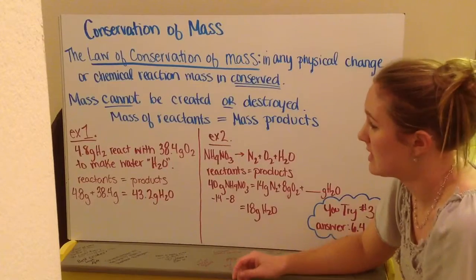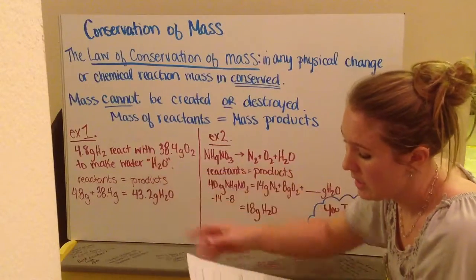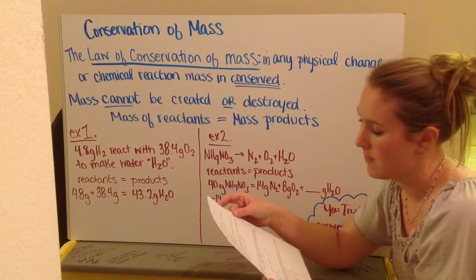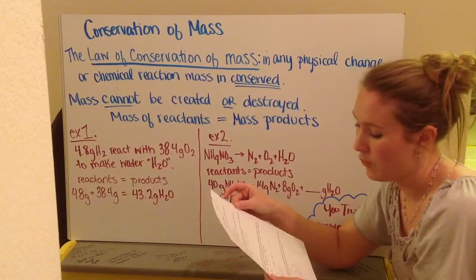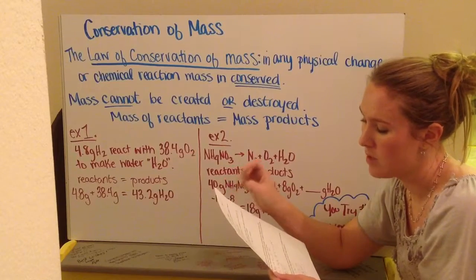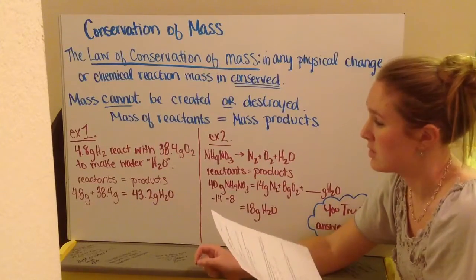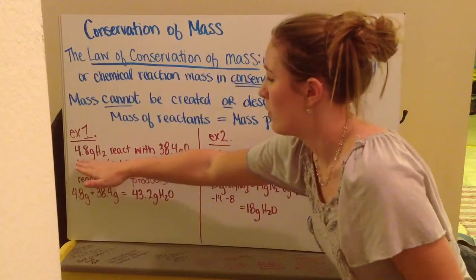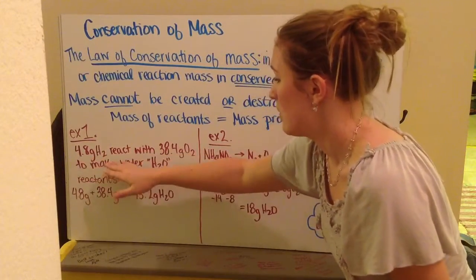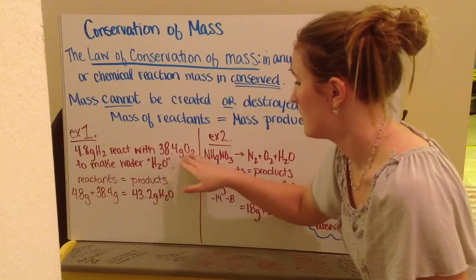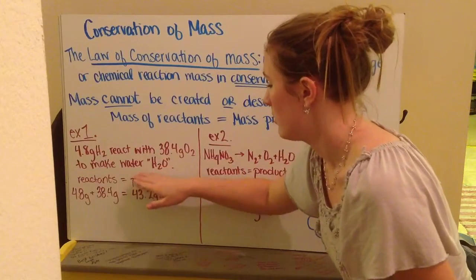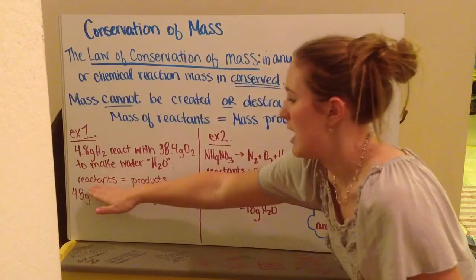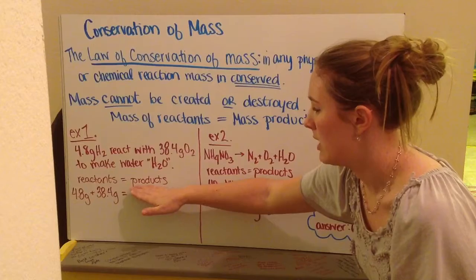So we have our first example problem. Example number 1 states that hydrogen and oxygen react chemically to form water. How much water would form if 4.8 grams of hydrogen reacted with 38.4 grams of oxygen? So first I write down the information given to me. I'm told I have 4.8 grams of hydrogen that are reacting with 38.4 grams of oxygen to make water, which is H2O. I know from the law of conservation of mass that my reactants have to equal my products.